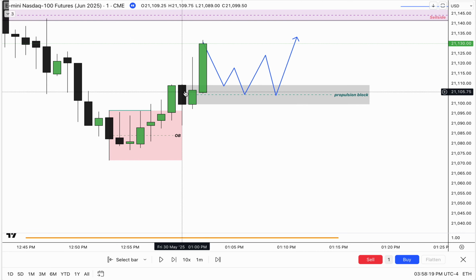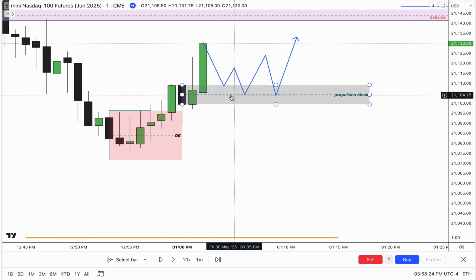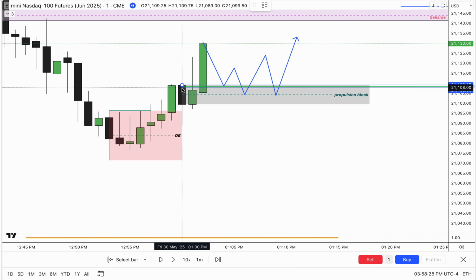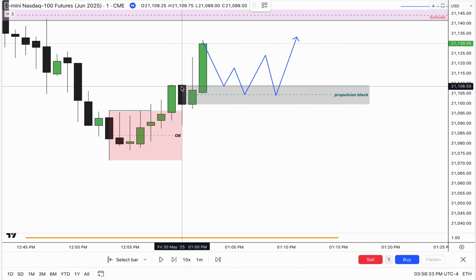So 50% of the body. You want to use the body of the propulsion block. But the most sensitive portion should be the high or the open of that propulsion block whenever price comes back down into it. Okay?